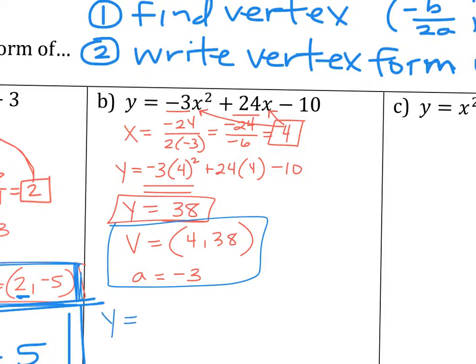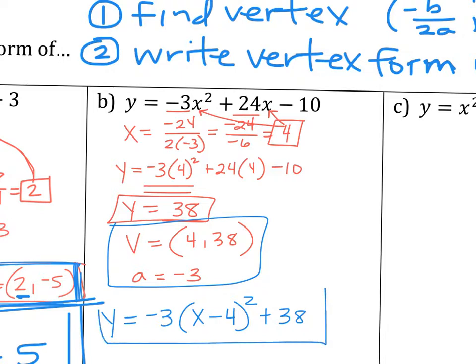So y equals what? Negative 3 times x minus 4 squared. Don't forget the squared. Plus 38. And that is your vertex form.